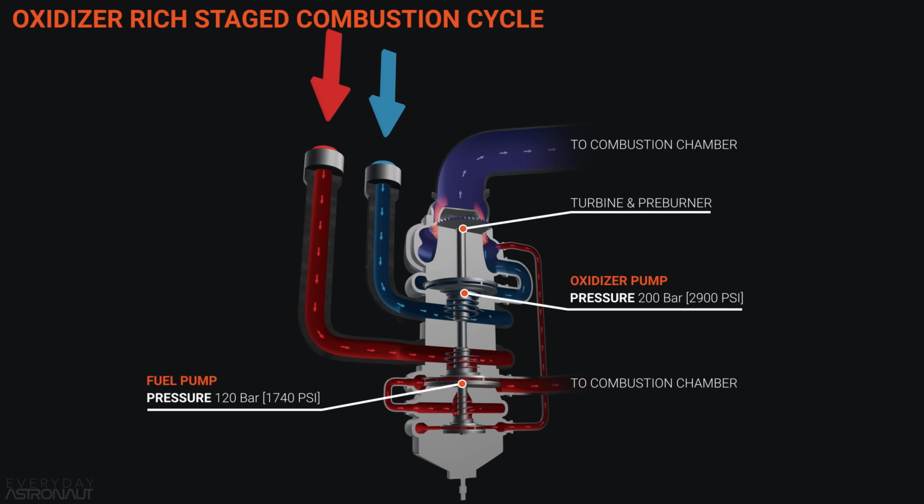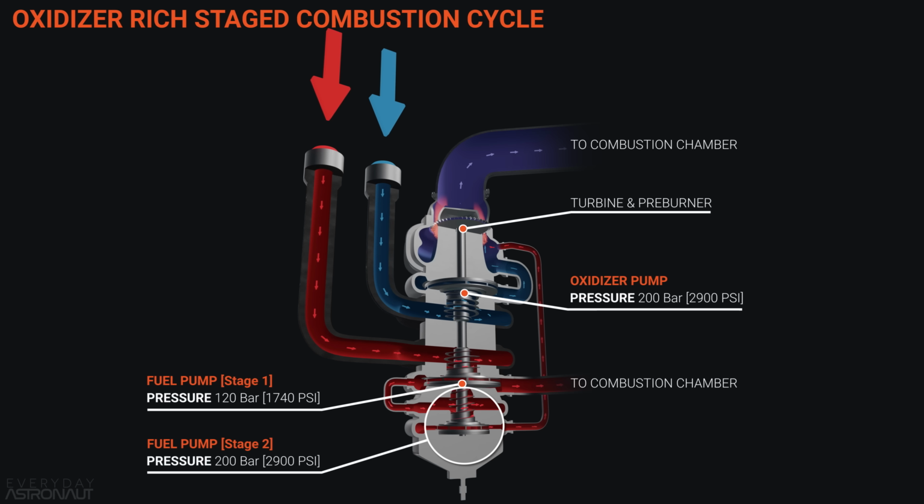So in this case, there's actually stages to the pump. Most of the fuel will go through the first stage, which gets it to be high enough pressure for the main combustion chamber, but then some of it will actually go into another stage of the pump that increases the pressure to be high enough pressure for the pre-burner.